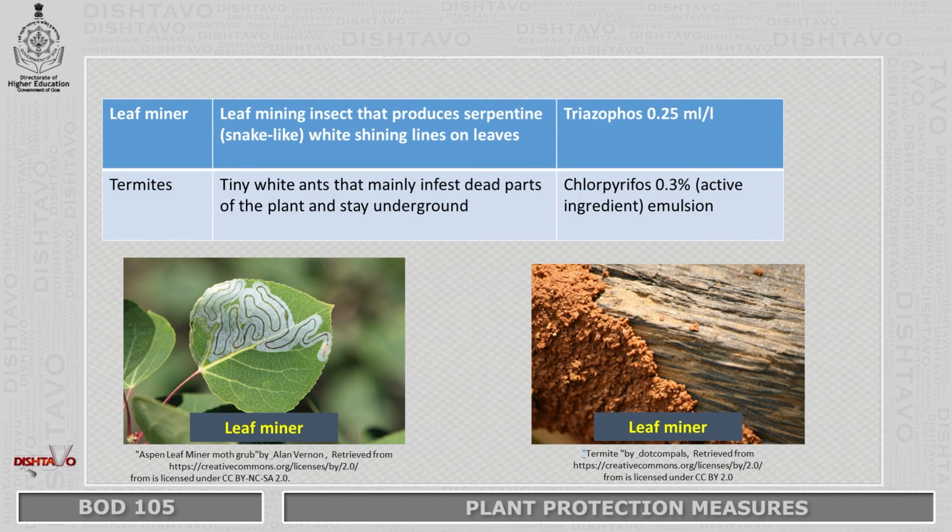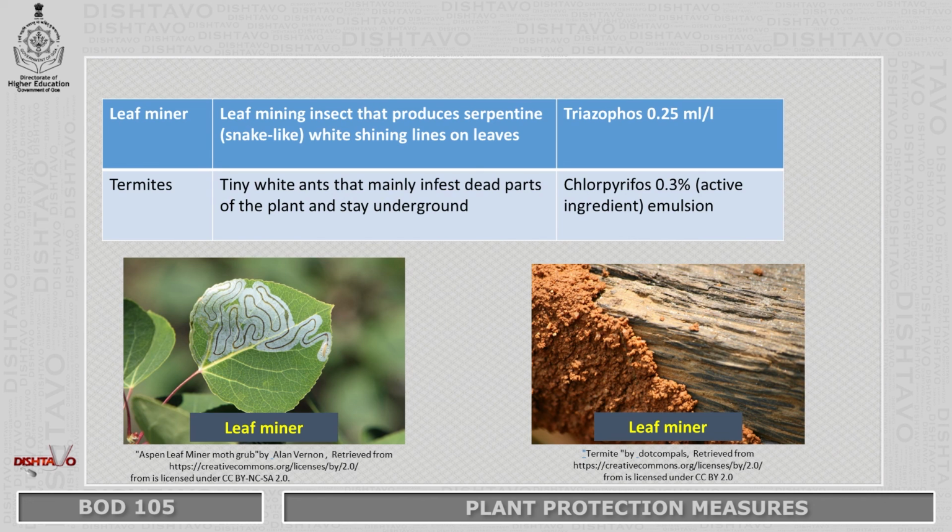Leaf miners. In the picture you can see leaf miner insects that produce serpentine, that is snake-like, white shiny lines on leaves. Here you can remove this by spraying triazophos 0.25 ml per liter.